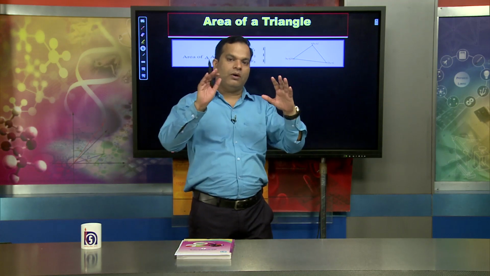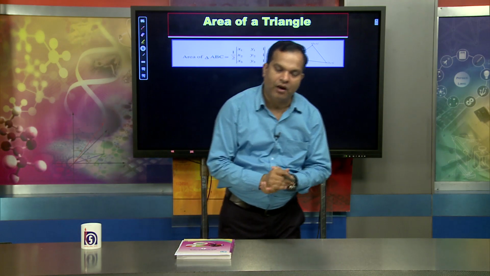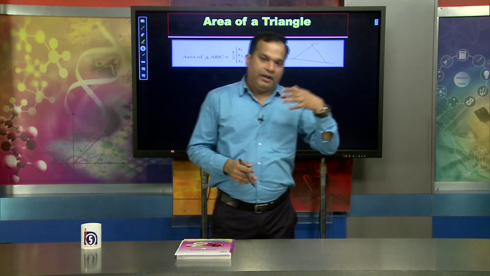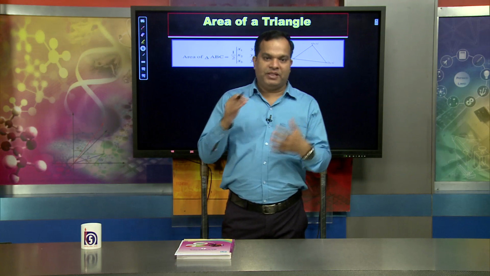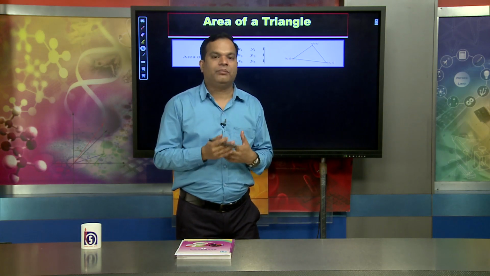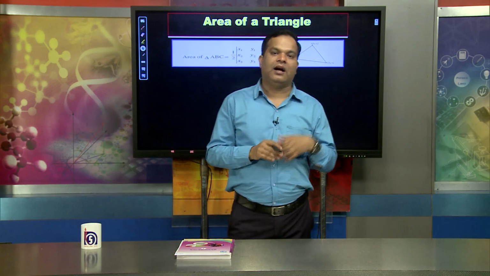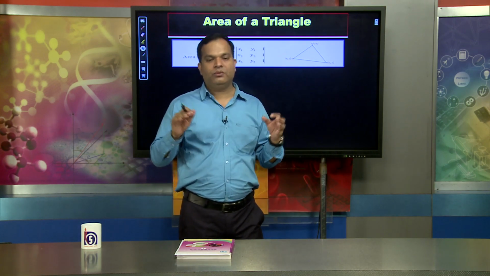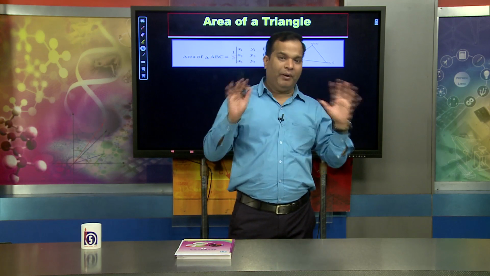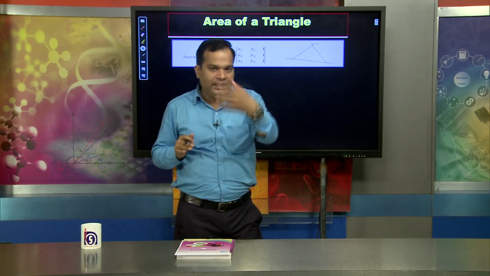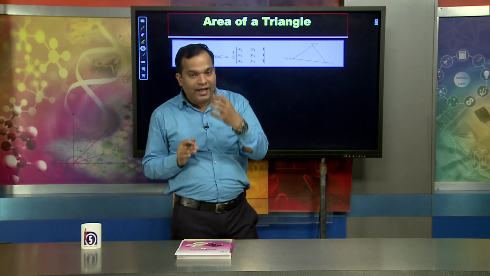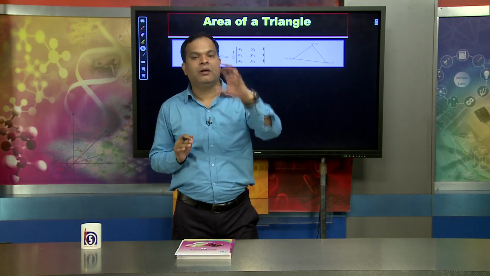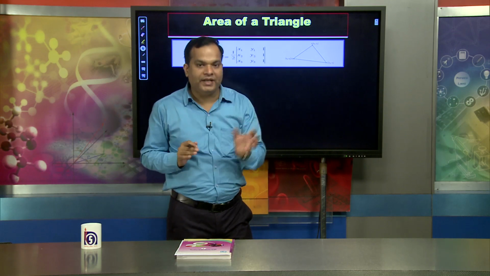We already know how to find the area of a triangle, of any triangle, by using Heron's formula. And for a specific type of triangle, for example a right angle triangle, it is half base into height. In an equilateral triangle, we already know it is root 3 by 4 s square. There is another technique to find the area of any triangle, very simply, by using coordinate geometry.